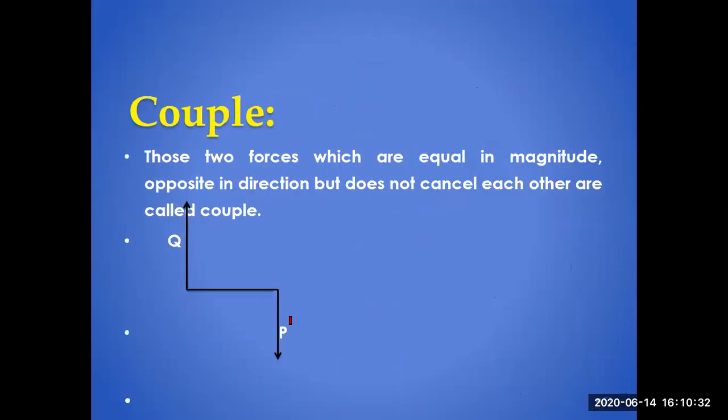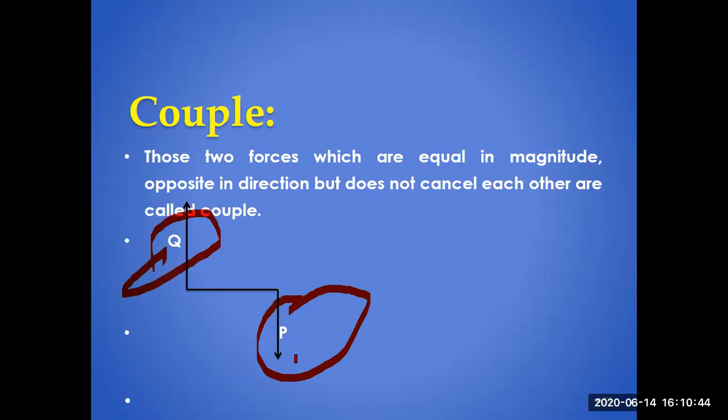The next one is couple. Those two forces which are equal in magnitude, like this one is force P, another force is force Q, like a car steering wheel. One force you are applying in this direction, the other force you are applying in this direction, like you are steering a car. So these two are basically producing rotation. They are equal in magnitude but opposite in direction. They produce rotation in the body. The two forces which are equal in magnitude, opposite in direction, but do not cancel each other, are called a couple. It happens in the case of a car steering wheel.